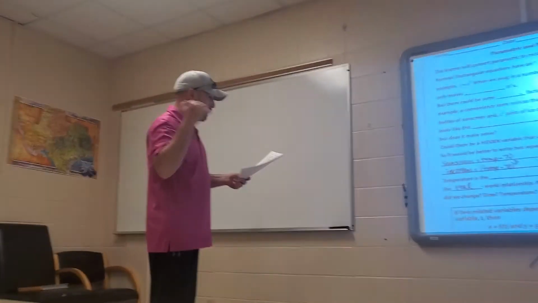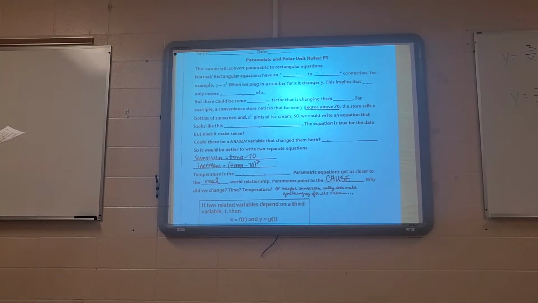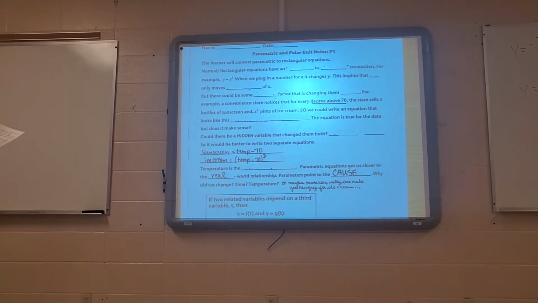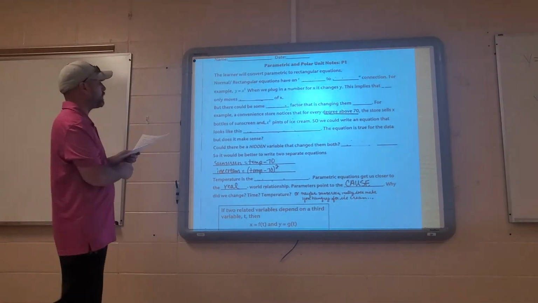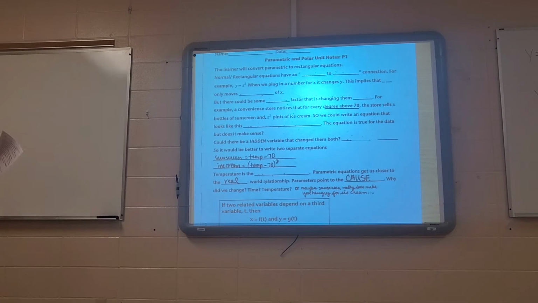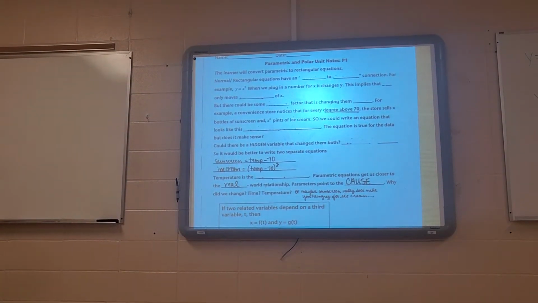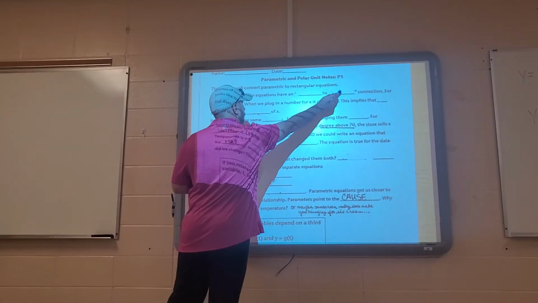Okay, so today we're doing parametric and polar coordinates. So I'm just going to go through this really quick. The learner will convert parametric and rectangular equations. Normal rectangular equations have an input to output connection. So input to output.